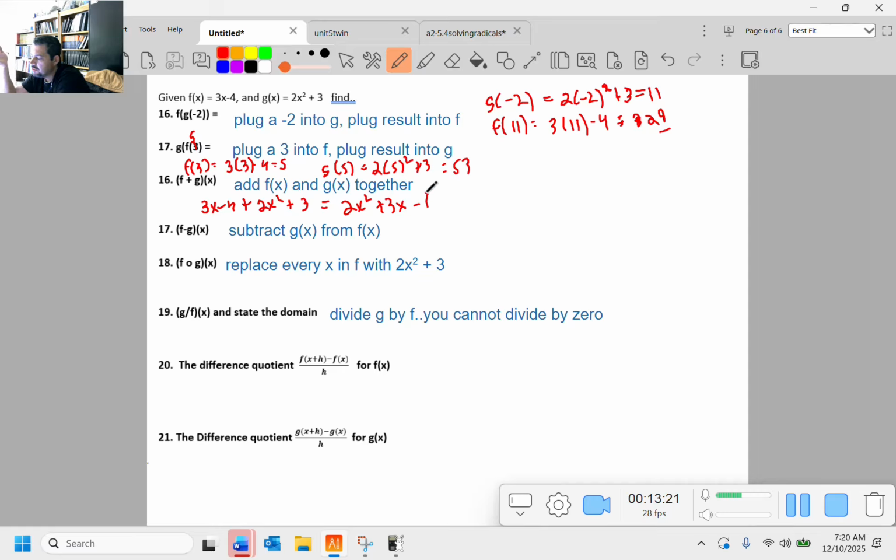17 literally means subtract g from f. Just be careful about parentheses. The average kid writes it like this. And I just don't know what's wrong with you. That's wrong every time.